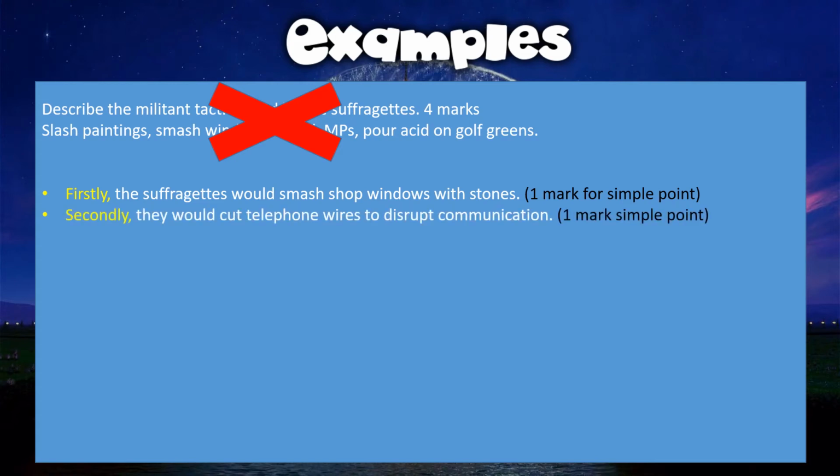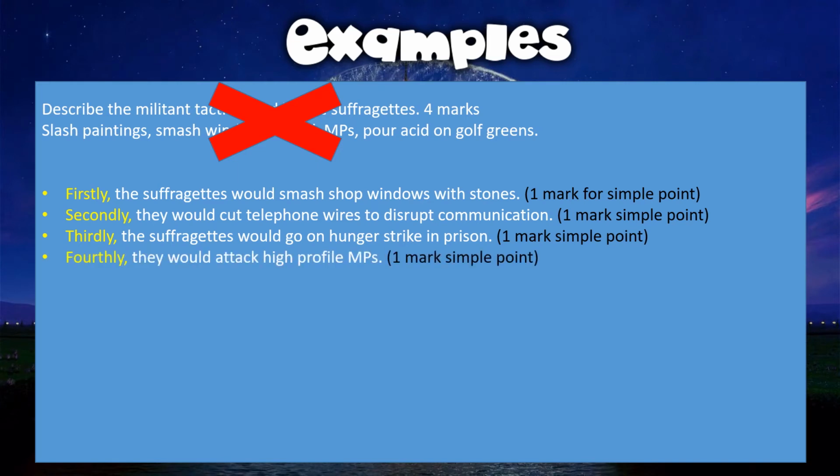Secondly, they would cut telephone wires to disrupt communication. There's 1 mark for a simple point. Thirdly, the suffragettes would go on hunger strike in prison. There's 1 mark for a simple point. Fourthly, they would attack high profile MPs. There's 1 mark for a simple point. So that would be 4 marks there.